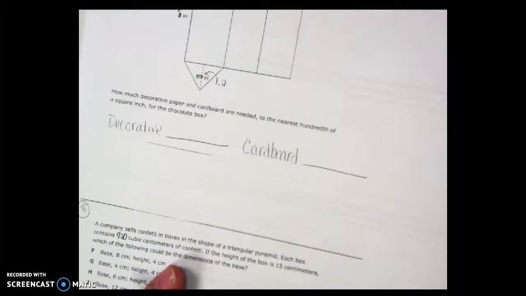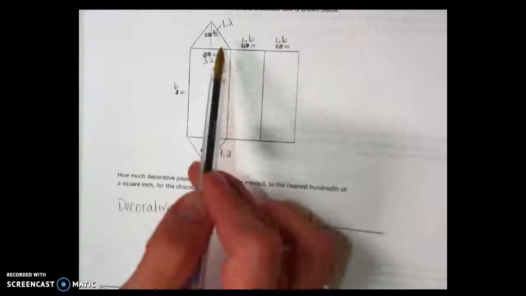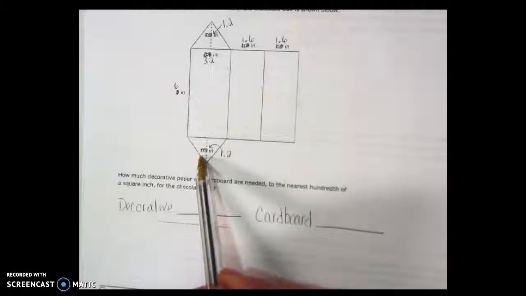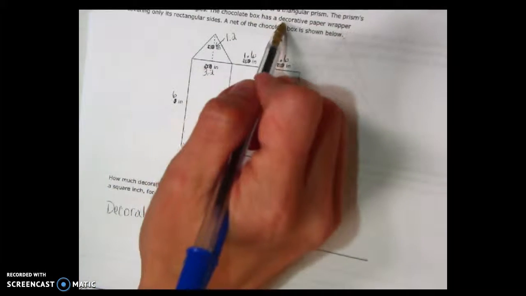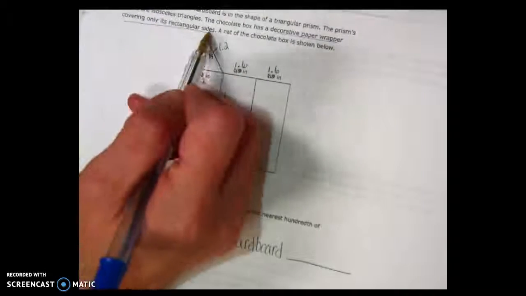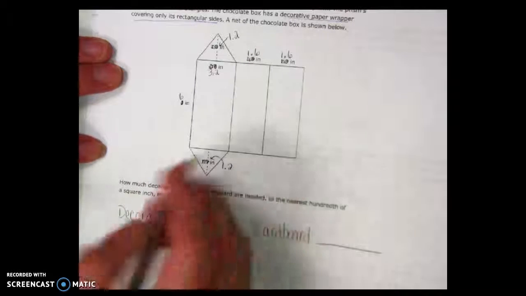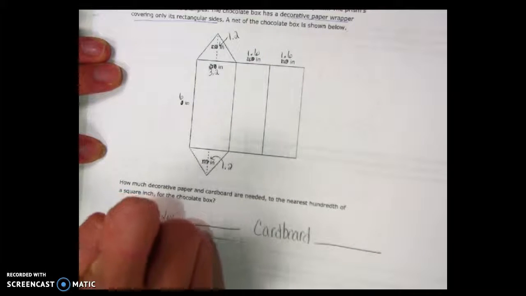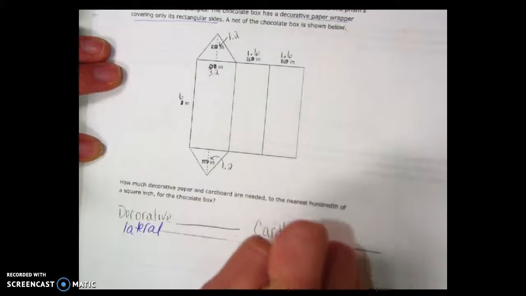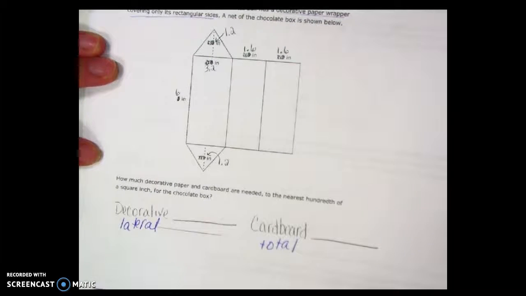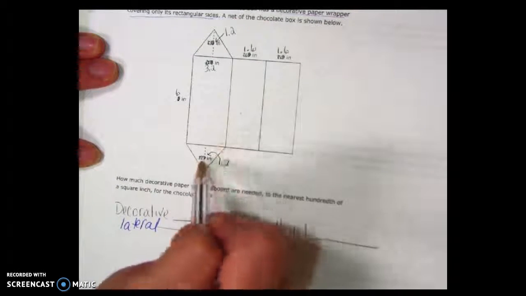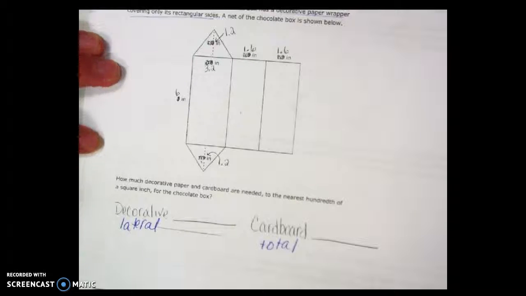Number 7 says that you have a decorative box, and the cardboard is the whole thing. It says the chocolate box has a decorative paper covering only its rectangles. So this decorative paper is only on the 3 rectangles. So this is the lateral, and this is your total. So you're going to find the area of every shape and add them all up.